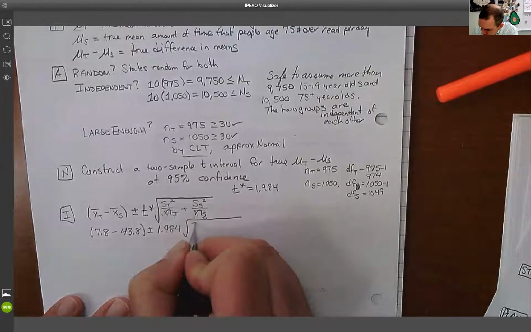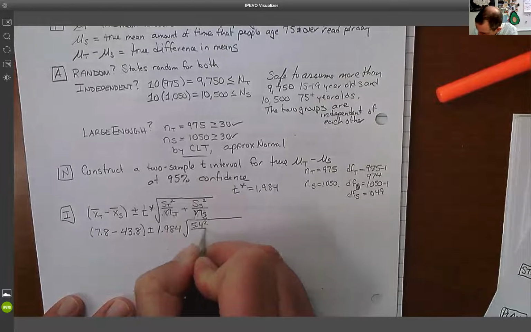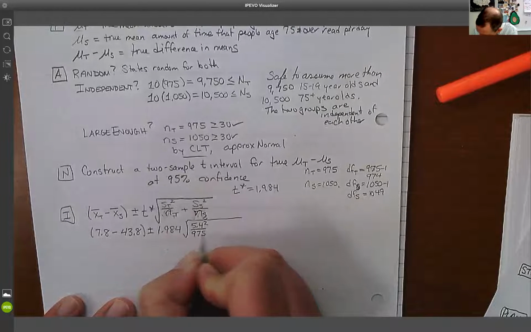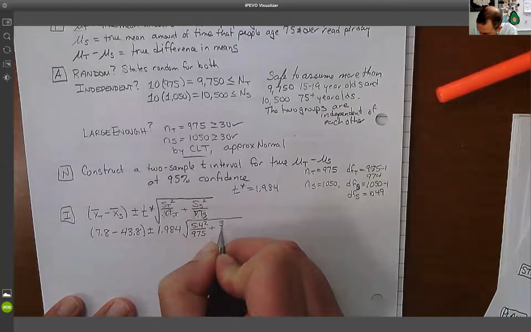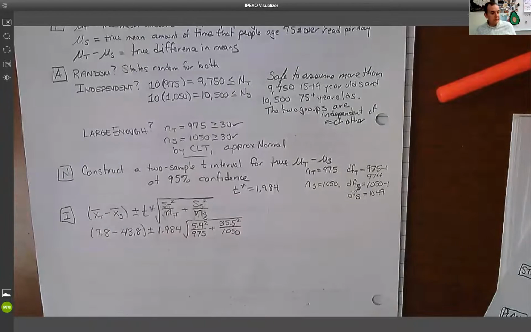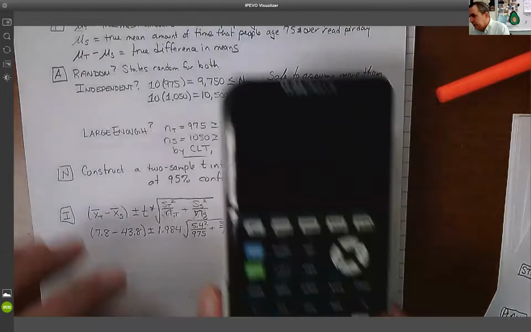So it's 5.4 squared over 975 plus 35.5 squared over 1050. And then what I'm going to do is grab my calculator. My calculator is going to do all of the heavy lifting for me.